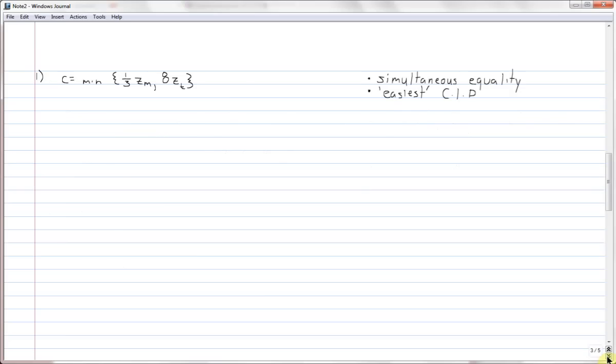Okay, so the first one is the minimum function. This is the easiest one I've noted here on the side. You've got the simultaneous equality solution method, and what that's a fancy way of saying is that C equals 1/3 Zm and C equals 8 Zt at the same time.